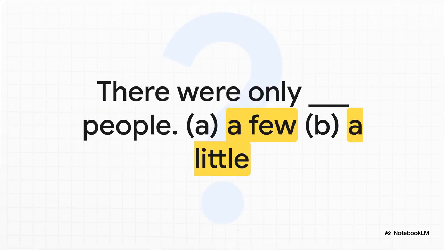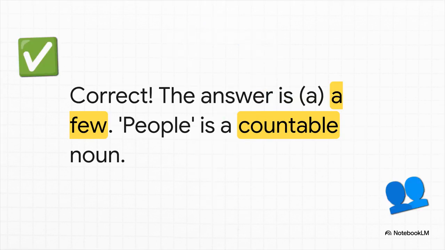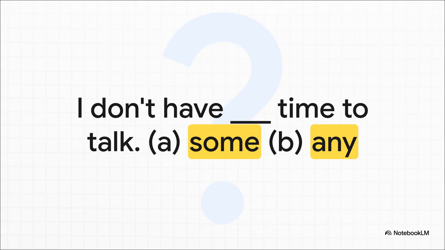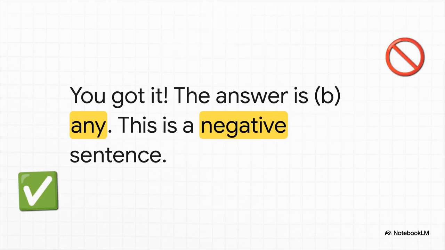Okay, question number 2. There were only blank people at the meeting. Should we use A, a few, or B, a little? You got it. It's a few. People is definitely countable. You can count each person in a room, so we have to use a few. Last one. Here we go. I don't have blank time to talk. Is that going to be A, some, or B, any? And the answer is B, any. Why? Because of those two little words, I don't. That makes it a negative sentence, and for negative sentences, we almost always need any.